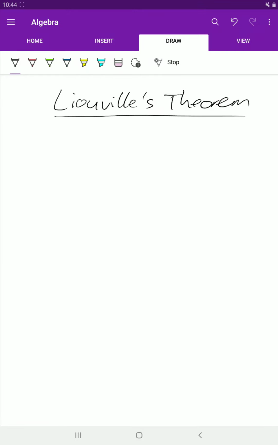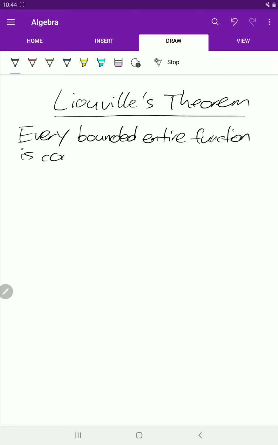This time we'll prove Liouville's theorem. So let's state it. The statement is very short. Every bounded entire function is constant. That just means that every function which is holomorphic on the whole complex plane is constant. And this is bounded, of course, not just holomorphic. So if it's also bounded, it's constant.